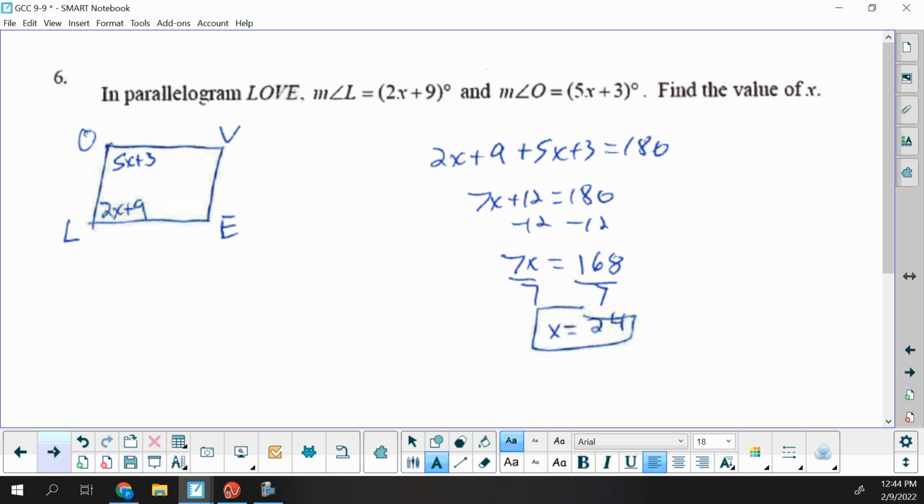And the last one you had to do on your own, number 6, again, draw the parallelogram, label around going in a circle. Angle L and angle O were consecutive angles, and in a parallelogram, consecutive angles are supplementary. Add those, set them equal to 180. When we solve, we get x is 24, and that's exactly what we wanted.